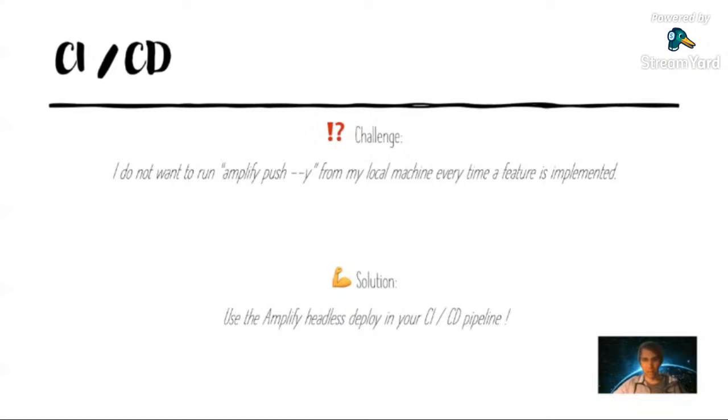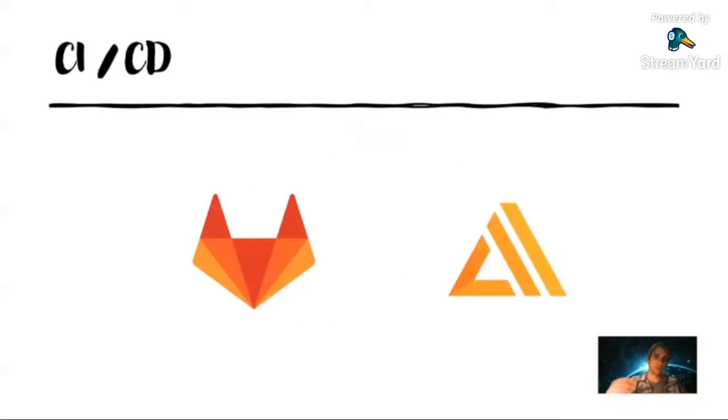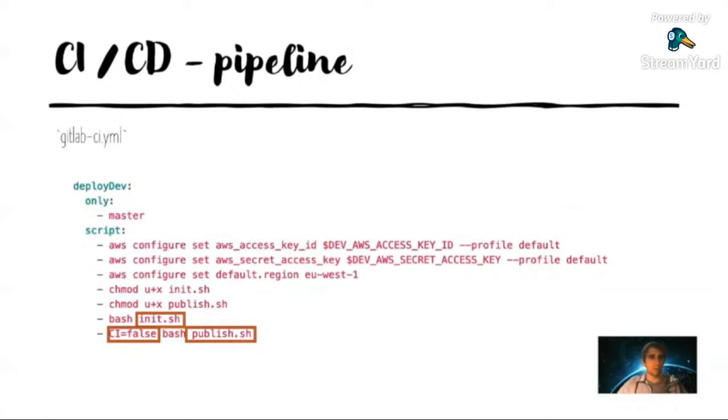Now, what does that mean? How do we configure that headless deploy? Well, let's look at how I do it using GitLab and Amplify. So we're going to use a GitLab pipeline here. And we're seeing in the configuration of that pipeline, I say, okay, when we want to deploy to the development environment, I want to do that when someone merges to master. And then I want to do the following things.